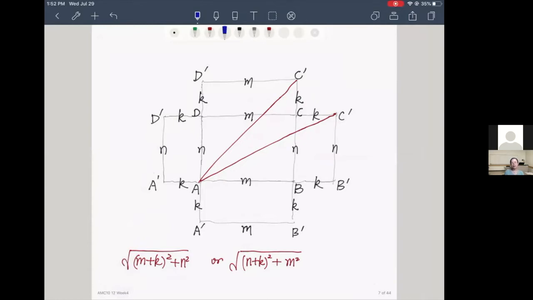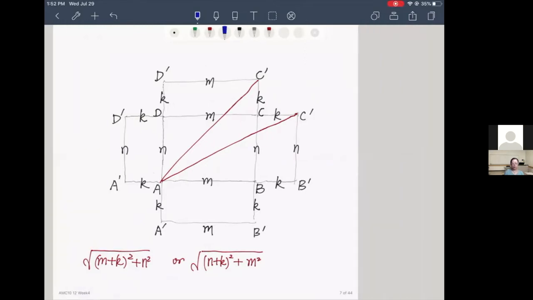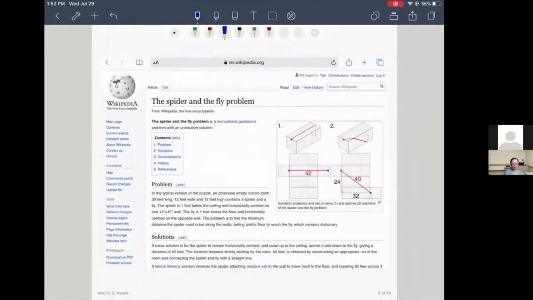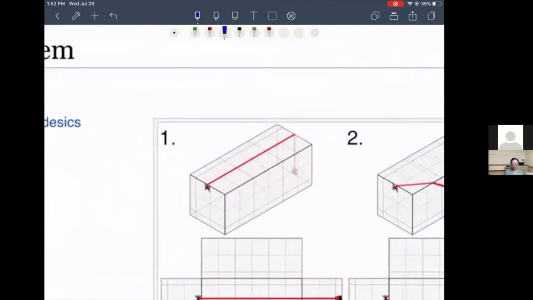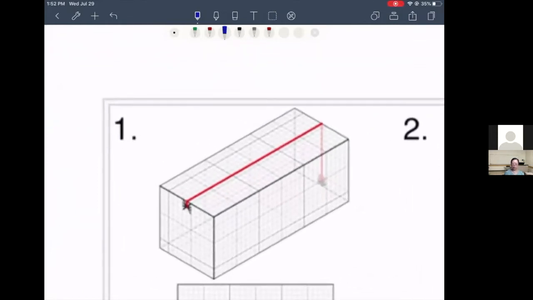Interestingly, there's a more general problem. It's called the spider and the fly problem. You can find it on Wikipedia. This is a more general problem, and the setting is that there is a spider, there is a fly, they're on opposite sides of a box, and what is the shortest path? Intuitively you think, okay, the path shown in 1 is the shortest one, because both of them are straight.